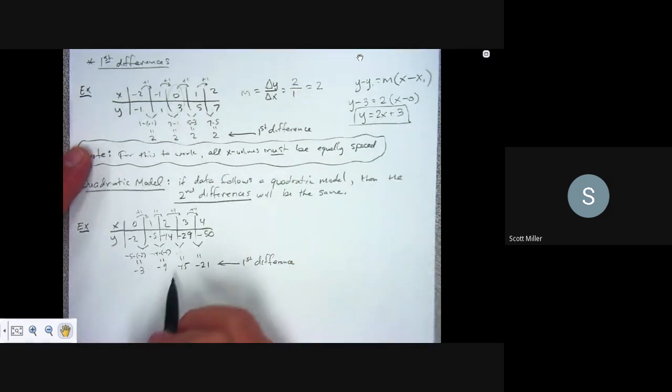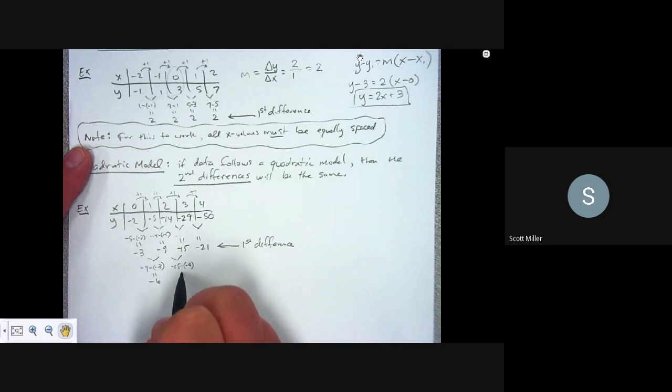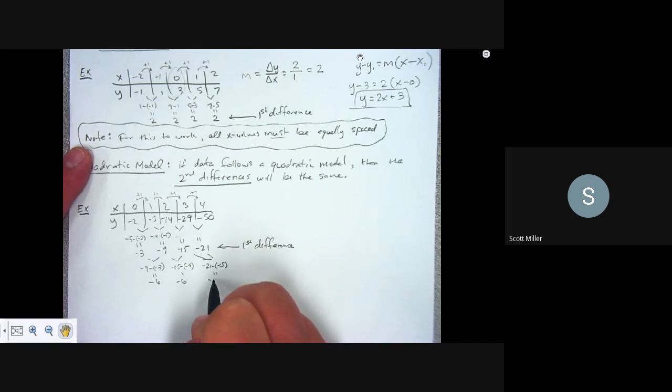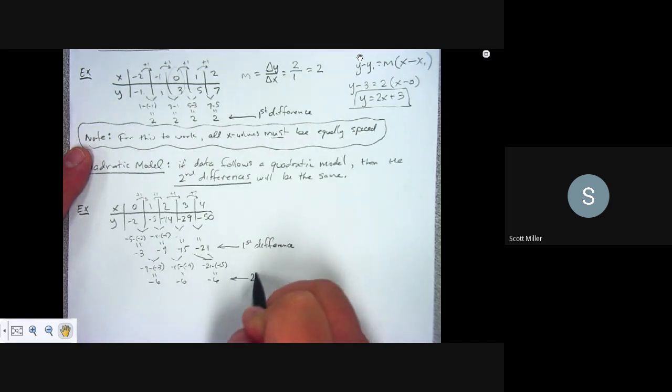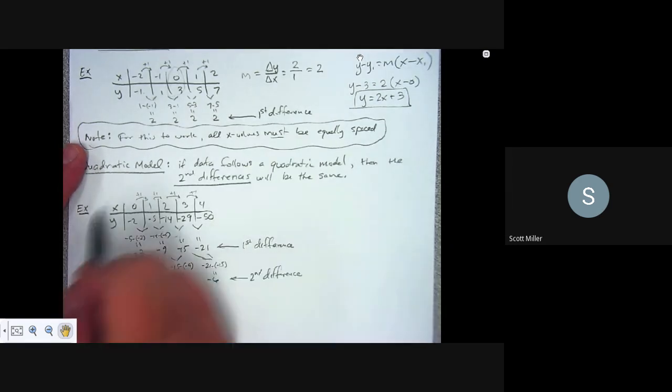So then for the second difference, we subtract these. -9 minus -3 gives me -6. -15 minus -9, and you can see you're going to get -6. And in fact, all of these, -21 minus -15, also gives me -6. And so this is the second difference. And if the second difference is the same number, then you know you have a quadratic model.